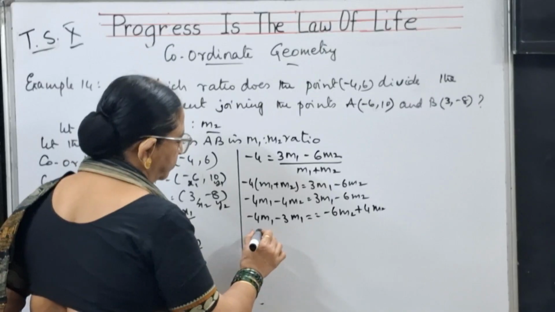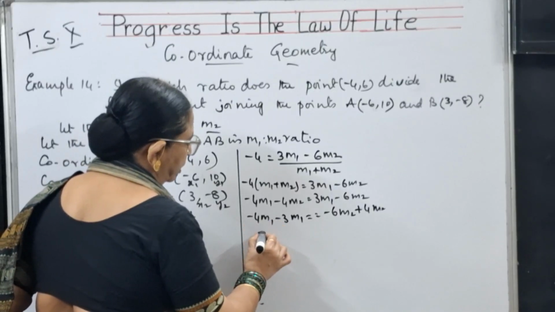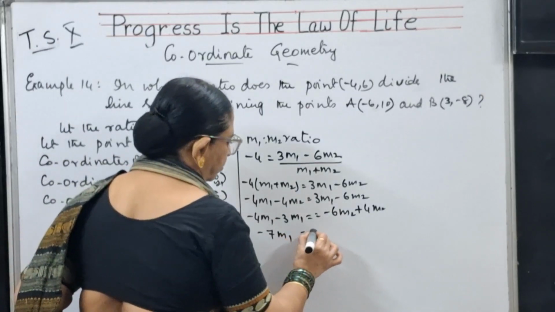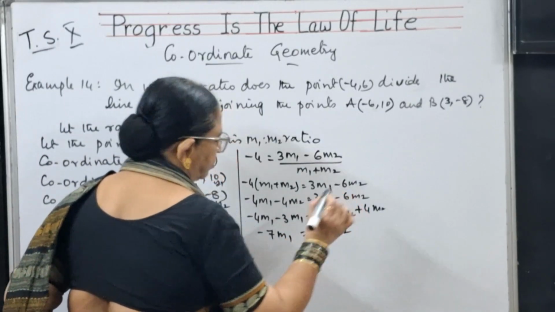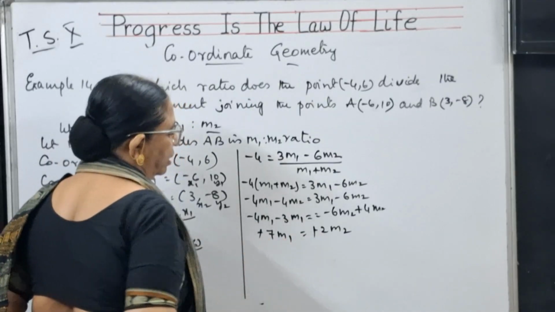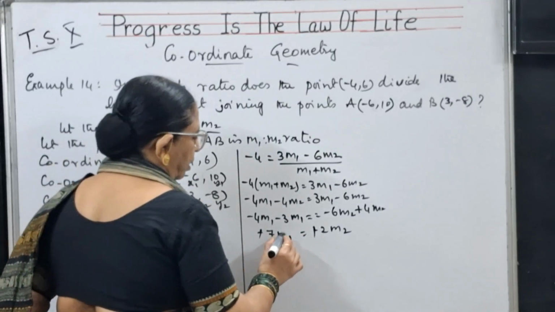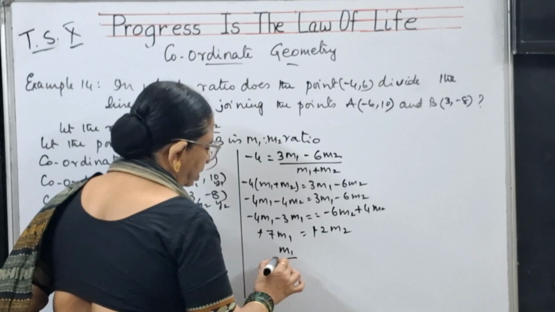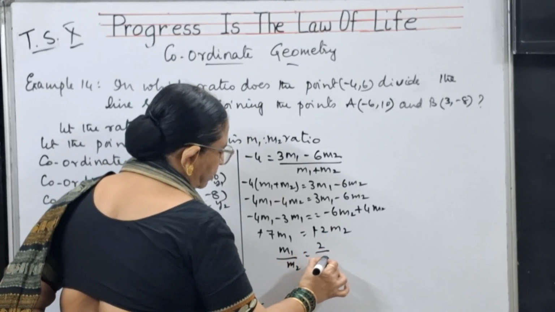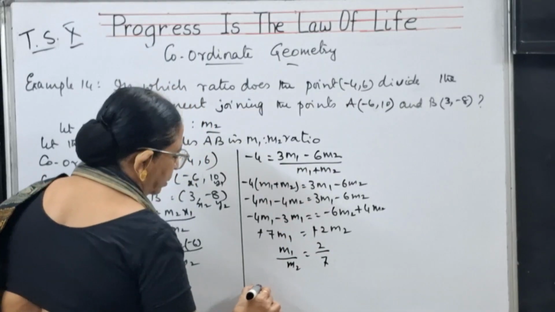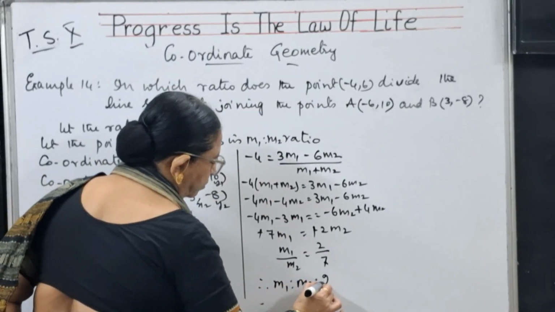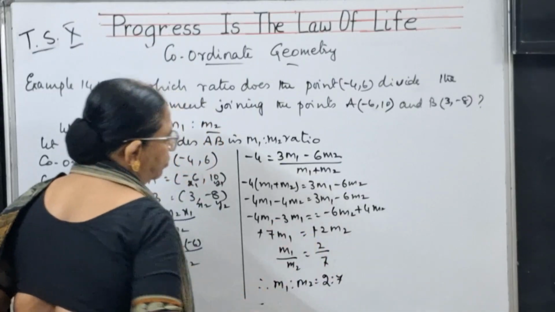This means how much it is, children? Minus 7m1 is equal to minus 2m2. So these two minuses you can cancel. Now here m1 by m2, I am bringing m2 here. m1 by m2 is equal to 2 by 7. This 7 will come to this place. So m1 is to m2 is equal to 2 is to 7 we have got.